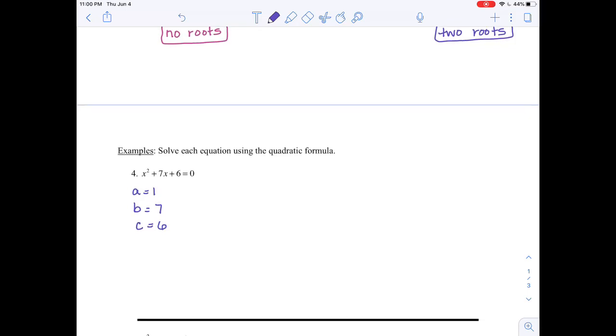When we look at our quadratic formula, it says x equals negative b, so we plug in negative 7 plus or minus the square root of, make yourself a big square root, and then underneath of the square root sign, we put b squared minus 4ac. That's our discriminant. So here we're going to plug in 7 squared minus 4 times a is 1, c is 6, and this whole thing gets divided by 2 times a.